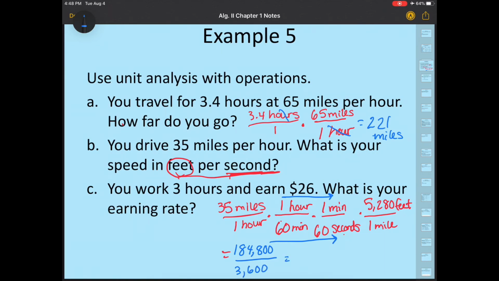So let's reduce that down. 184,800 divided by 3,600. That's 51.3 repeating. And that is in feet per second. So here is our answer.